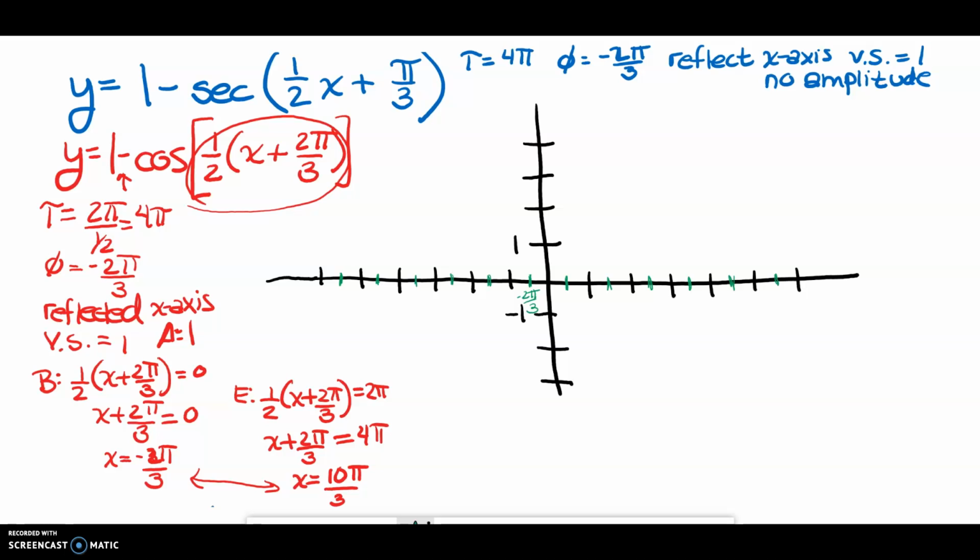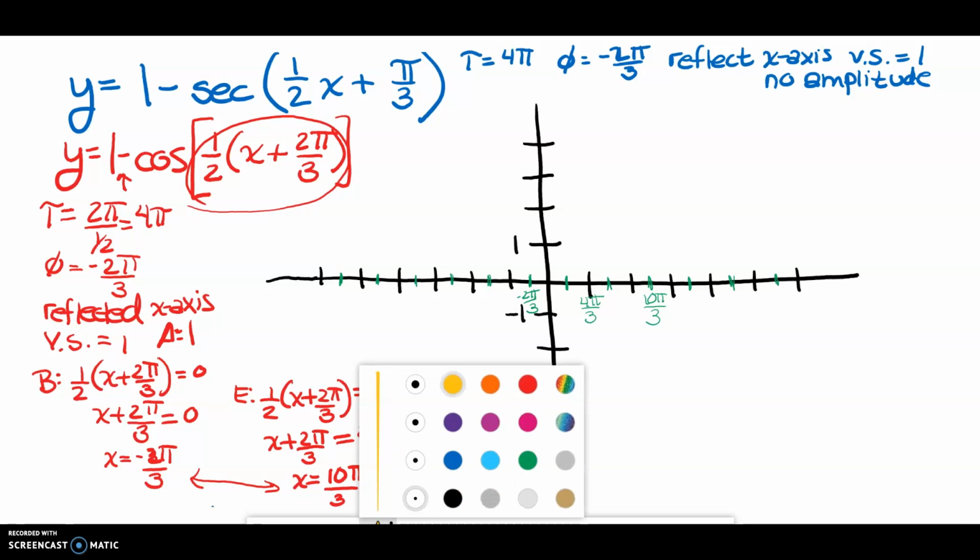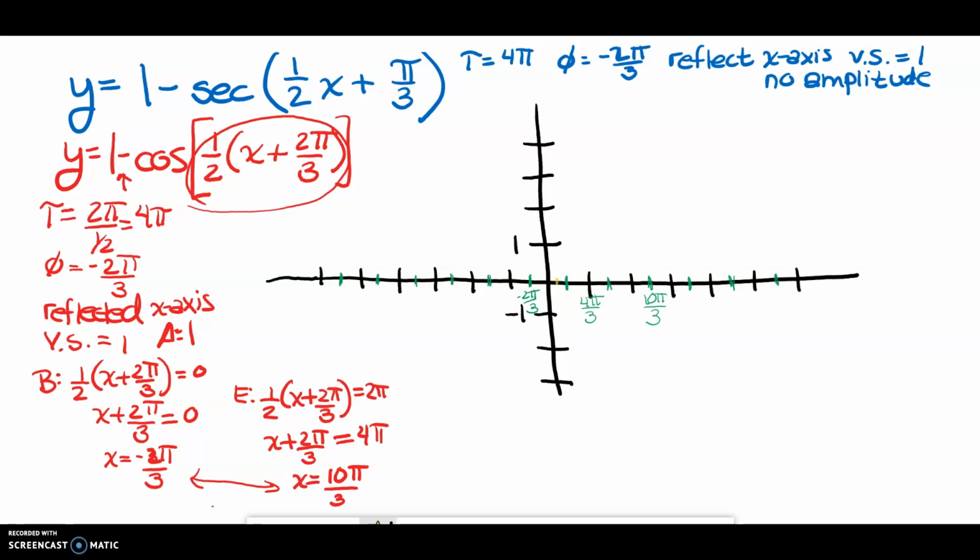So now I need to find 10 pi over 3. So 2, 4, 6, 8. This is going to be 10 pi over 3. So here's my first period. The halfway mark is going to be 4 pi over 3. And now you see that I only have 3 marks between negative 2 pi over 3 and 4 pi over 3. So I'm going to go ahead and further divide them. A mark here and a mark here.